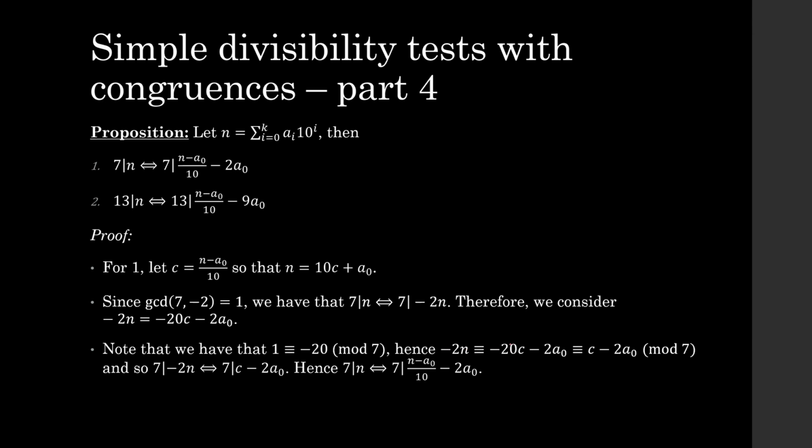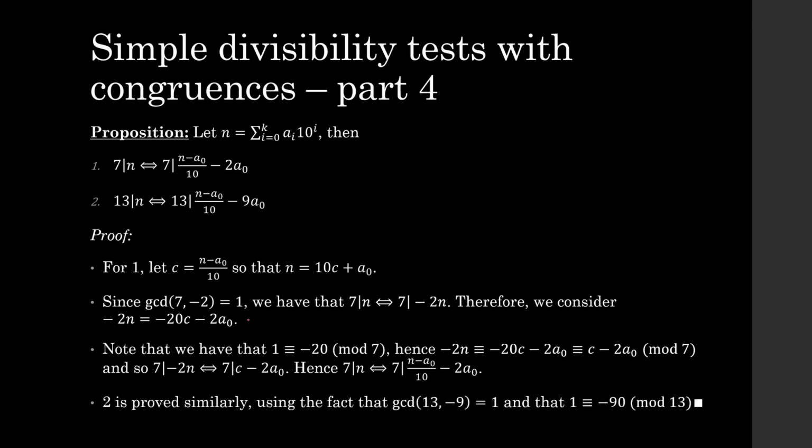And then this minus 20 here, that's going to reduce to 1 mod 7. And so then I've got that minus 2n is congruent to c minus 2a0. And so that means that 7 divides minus 2n, if and only if 7 divides c minus 2a0. Hence, 7 divides n, if and only if 7 divides n minus a0 over 10, so I just plugged in c, minus 2a0. That's what we had here.